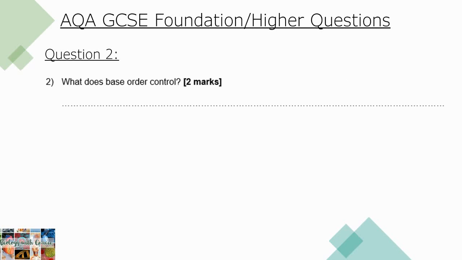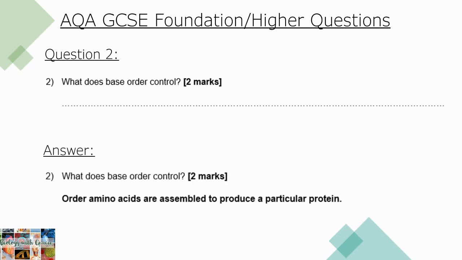Question 2, what does base order control? So we know that base order, so the order of bases within a gene, actually controls the order of amino acids, which therefore influences the particular protein produced. So therefore our answer is the order amino acids are assembled to produce a particular protein.